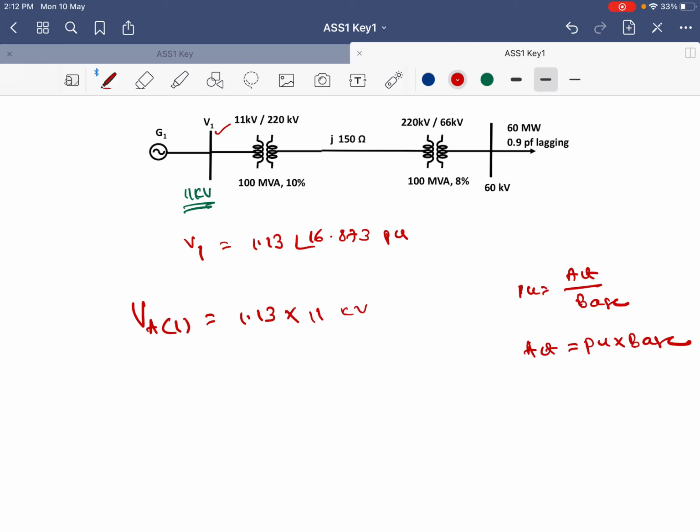Then the actual voltage I am getting at the terminals of the generator is 1.13 multiplied by 11, that is we are getting 12.43, an angle of 16.873 kilovolts is the voltage at the terminals of the generator. This is how you have to calculate.